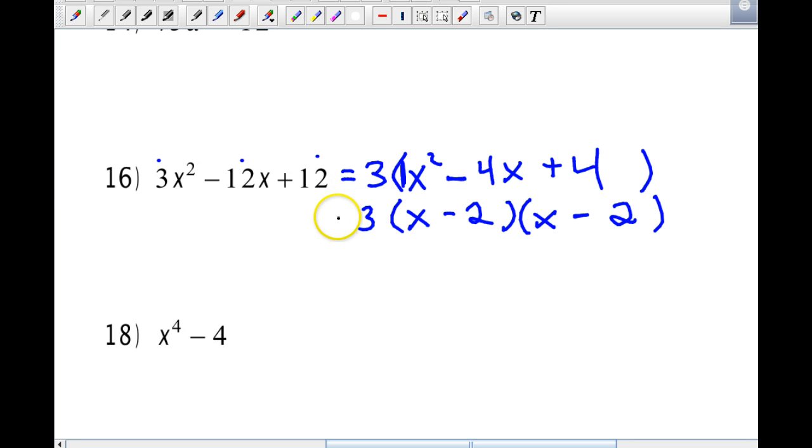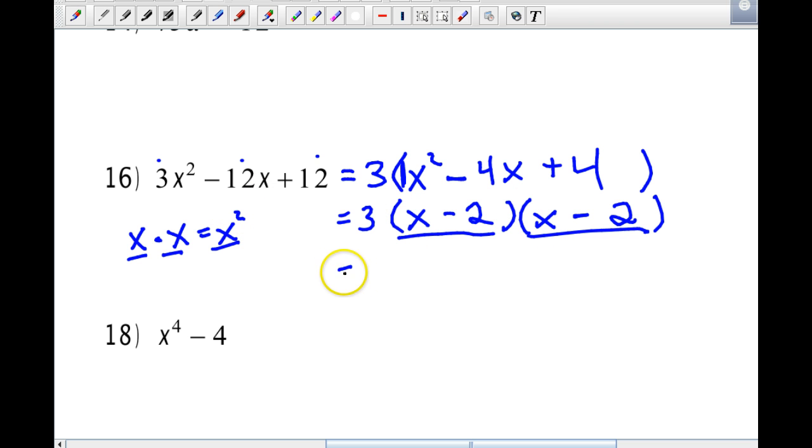Here's another way you might see this answer. Just a little side note here. X times x equals what? X squared. So whenever you have two of the same thing multiplied, you can write it as that thing squared. Right here we have two of the same things being multiplied, so you might see this answer then like this. Means the same thing.